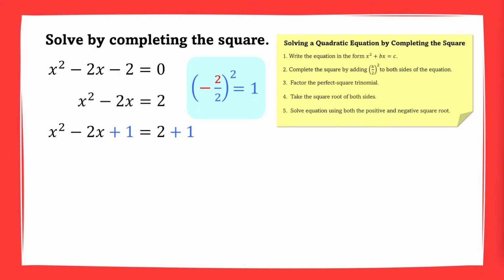On the left, we have a perfect square trinomial, which factors into x minus 1 squared. Note that we got negative 1 from dividing b by 2. On the right, we have 3.